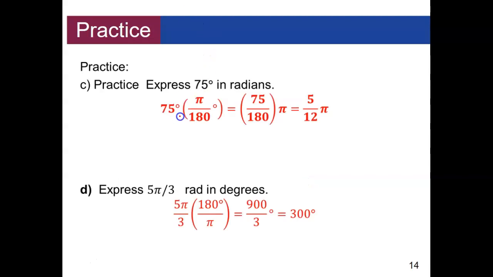Okay, so 75, if you're converting it to radians, multiply it by pi over 180. This is going to simplify to the fraction 5/12, so we'll have 5/12 pi. We start with 5 pi over 3 and multiply it by 180 over pi to convert it to degrees. The pi's will cancel. That's going to give us 900 degrees over 3, which is 300.